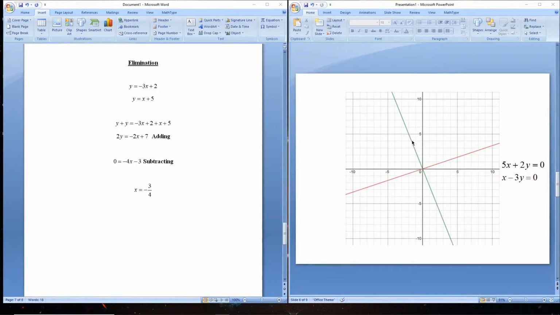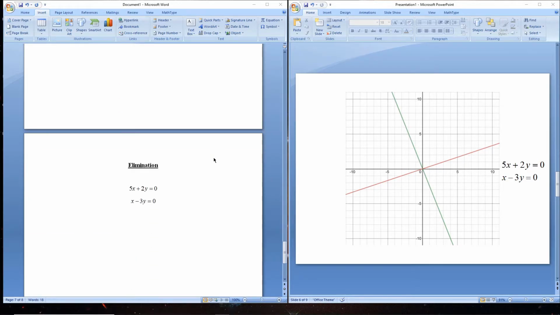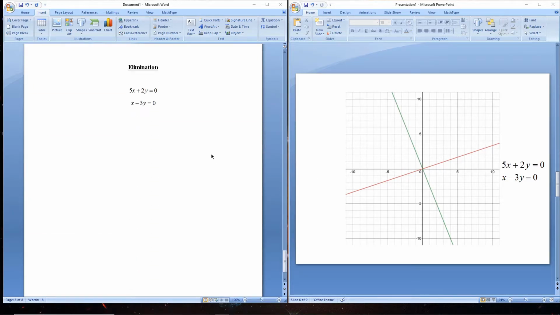So let's check out another example. On the right here, I have the second problem we did with substitution. And let's do that with elimination. You can see how that works out, and we should get the same answers. So here's our two equations together. And let me just write some stuff down here really quick.